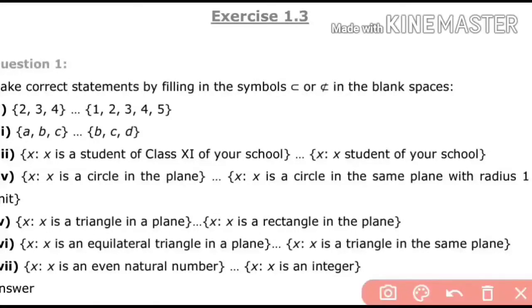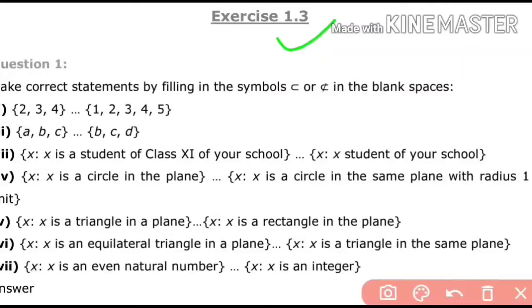We have already done the theory of this topic. In this topic, we covered subsets, interval forms, power set, and universal set. All the definitions were completed in the previous video. Now we will start Exercise 1.3.